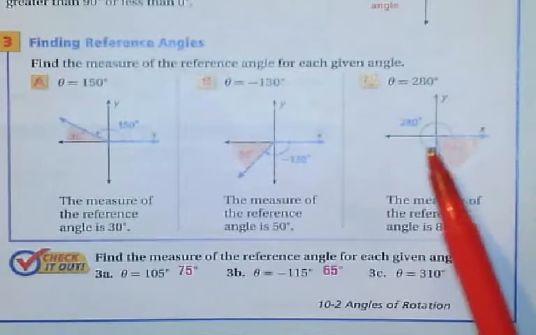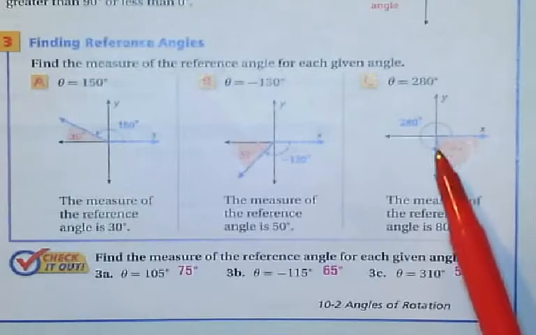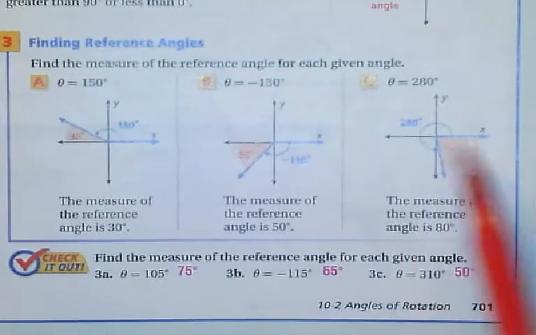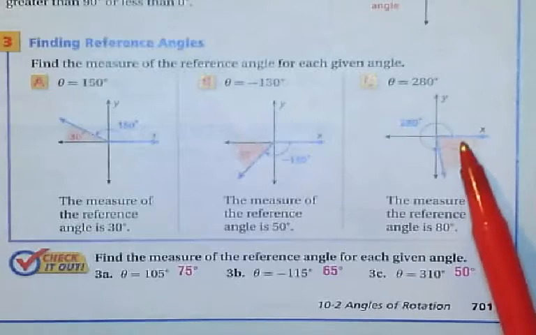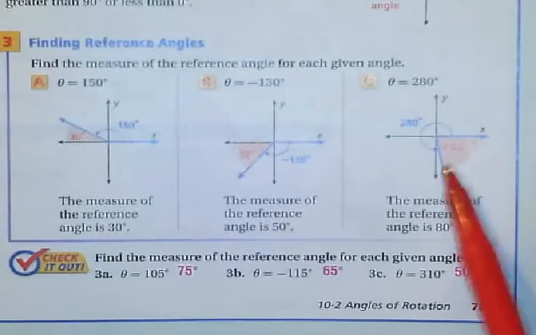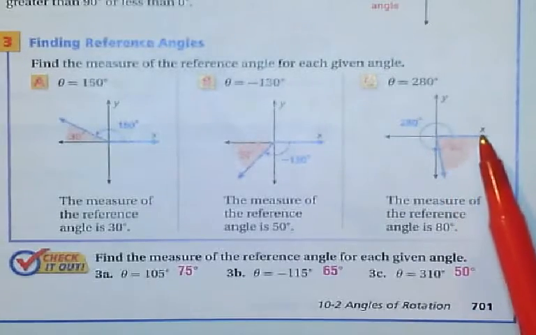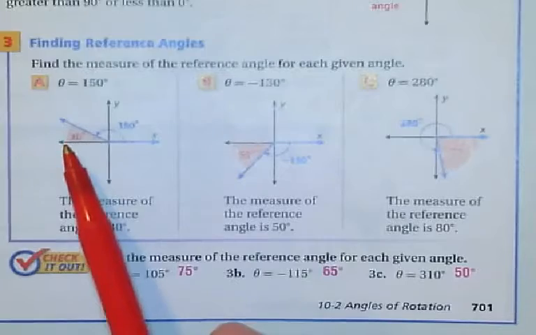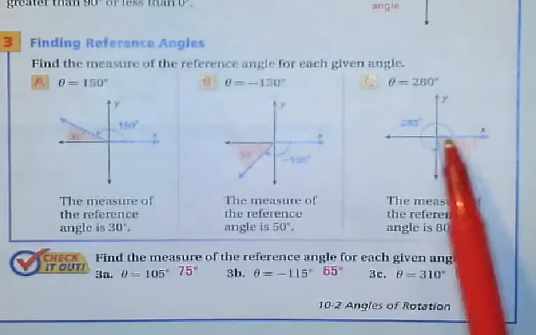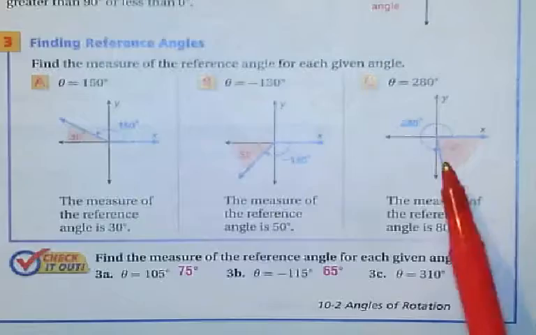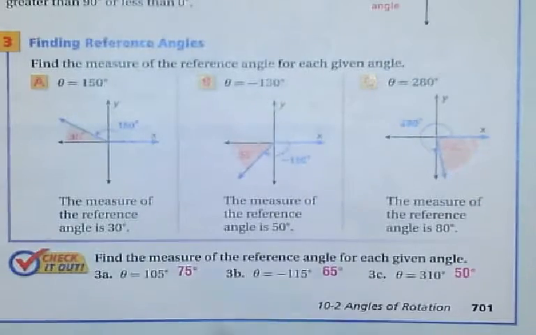So if I go 280, how far is that? Well, 270 is right there. So for 280, I would have to figure out how far it is from the x-axis. So I would subtract from 360. You know, here I would subtract from 180. Here I would subtract 180. Here I would subtract 360. That's what I get. So let's look at this one.